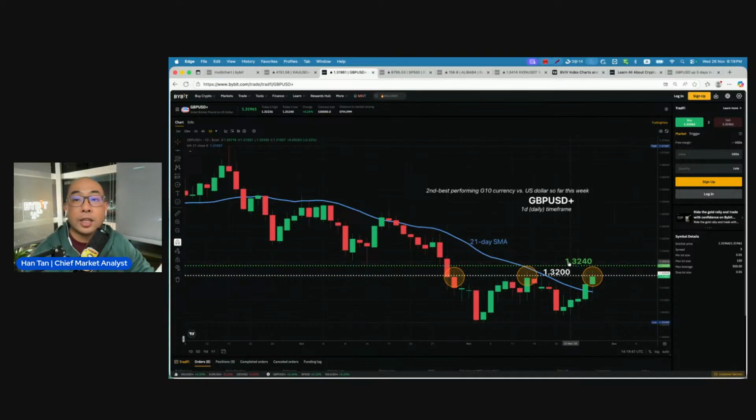Okay, that's GBPUSD. If you've got any questions or comments, or any feedback, or there's another asset or chart that you want to look at, by all means, feel free to let me know.